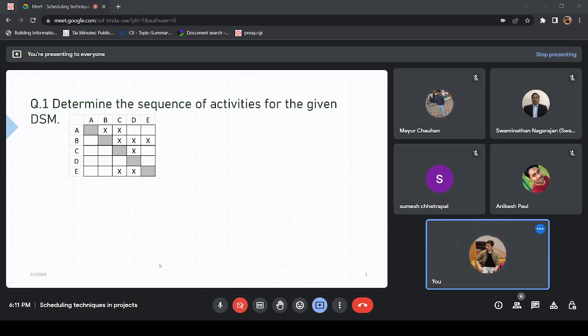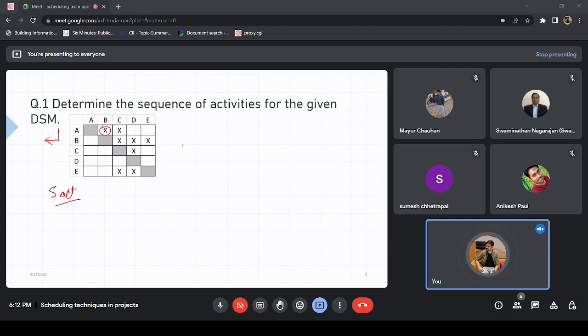So coming to the question here, and this is kind of a reverse question. You don't get it like this, but this is basically for the theory part. Determine the sequence of activities for the given DSM. What you have been given here is there are 5 activities, and there is a box. There are some X marks. So from the convention, you already know that if this is the X mark, B gives information to A, right? So determine the sequence of activities for the given DSM.